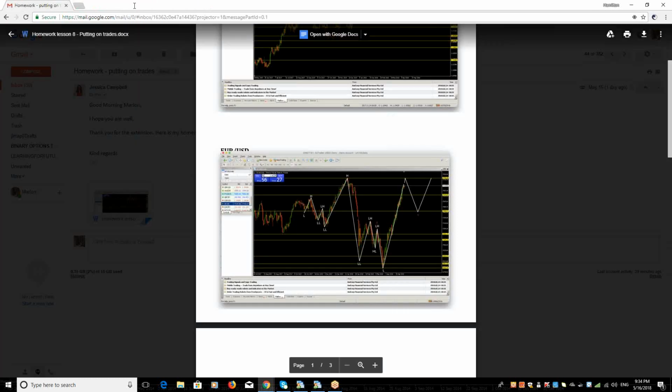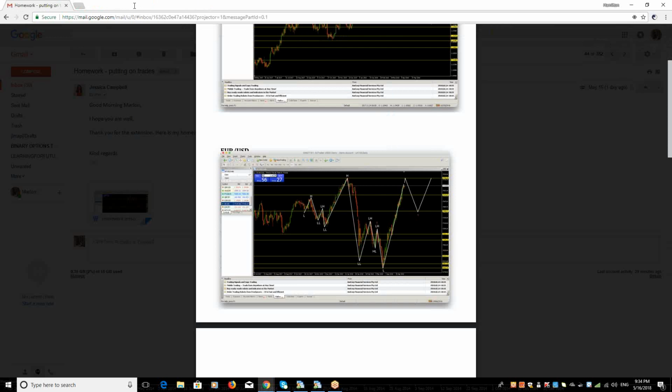But your homework really is for you to just set up the chart and put trades on at the demand and supply zone, using the double top, using the first touch, using the second touch. That's really what I would like you to do, so you're getting a feel of it. Because next week now we'll be looking at the trading plan.